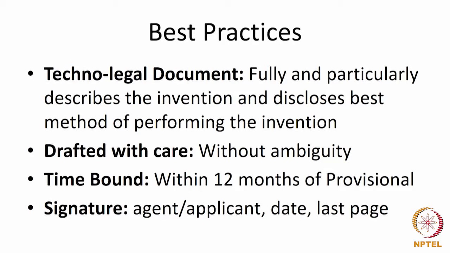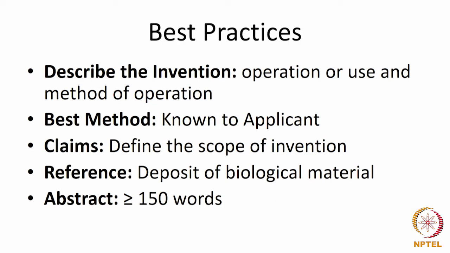At the end of the document, there shall be the signature of the agent or the applicant along with the date in the last page, which we had already seen in the case of Bajaj's patent. The complete specification should describe the invention, it should have the operation or use and the method of operation. The best method known to the applicant has to be disclosed. The claims have to define the scope of the invention.